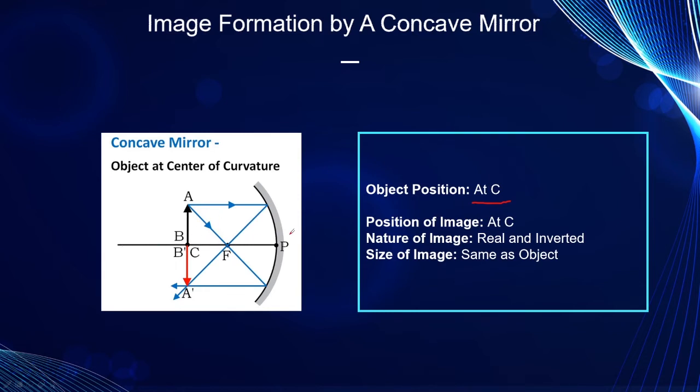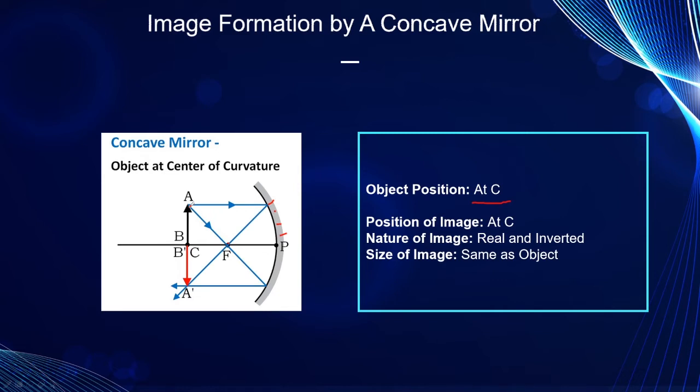I make the principal axis, I make a concave mirror, I shade on the outer side to show that this is the non-reflecting surface, and then I mark my focus at the middle of the radius of curvature, whatever length I have taken. If I have taken 10 centimeters, I mark the focus at 5 centimeters. Once I have done this, then I make a line.